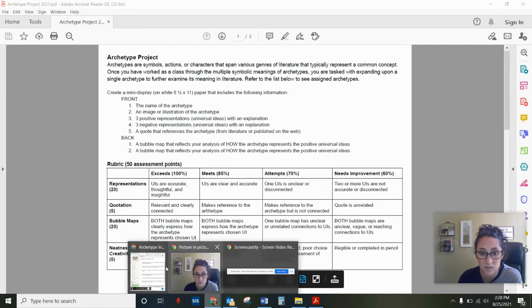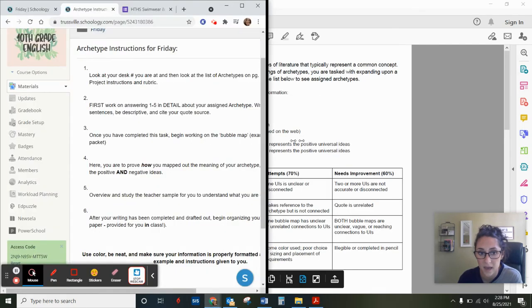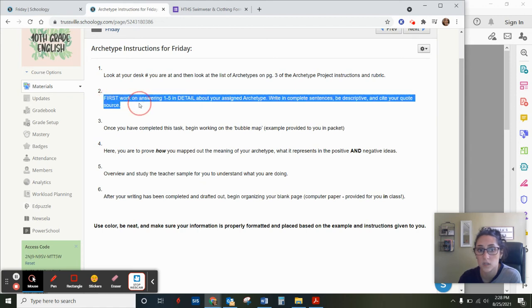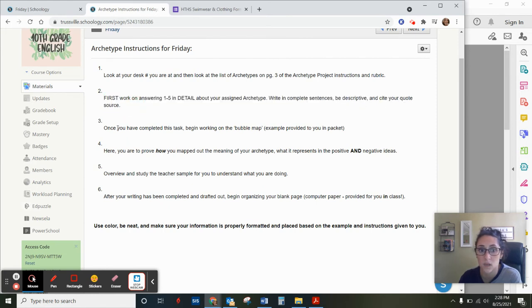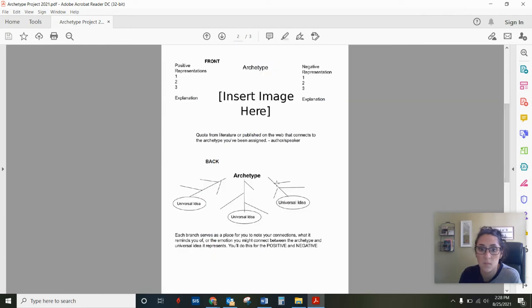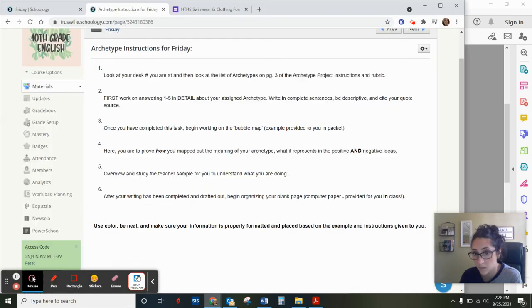So returning back to here, you have 1 through 5. You need to do this on your own sheet of paper. First you're going to work on answering 1 through 5 in detail about your assigned archetype. Write complete sentences, be descriptive, and cite your quote source. Once you have completed this task, begin working on the bubble map example provided to you in the packet. Where is it? Bubble map. That's what this is. There also is a teacher example. I'll show that to you in a second.